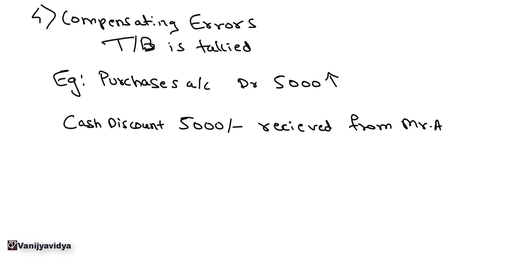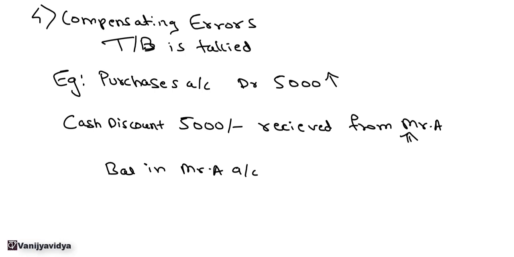Now what has happened is this cash discount, what should have been the entry? Mr. A's account debit 5,000 to discount received 5,000. But this entry is not recorded in Mr. A's account. So because of which what has happened is balance in Mr. A's account.